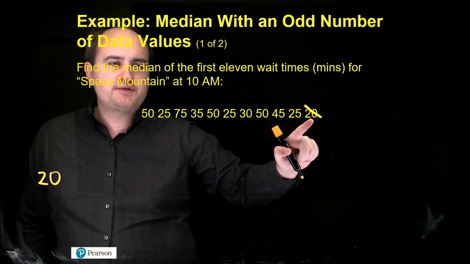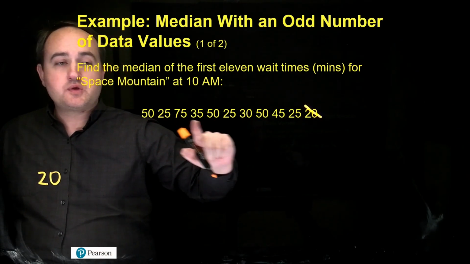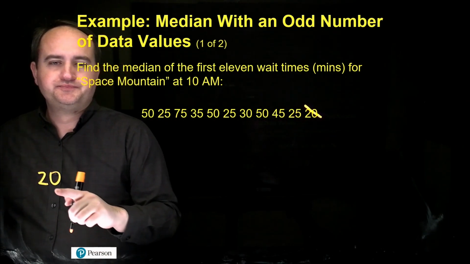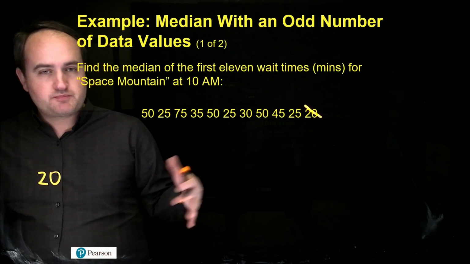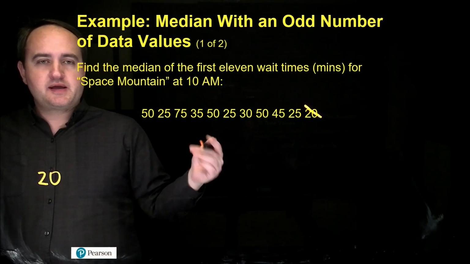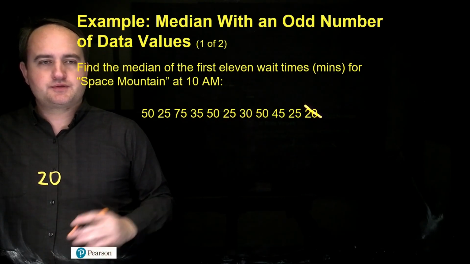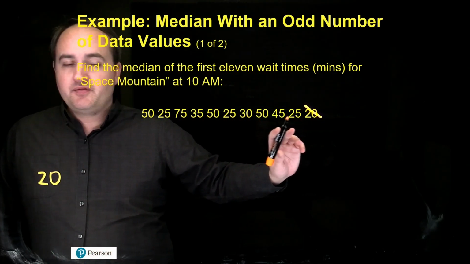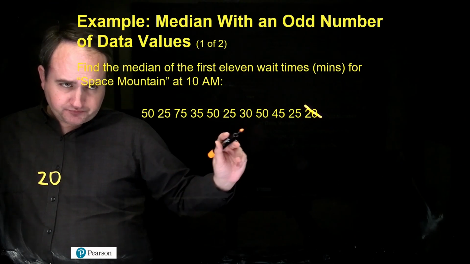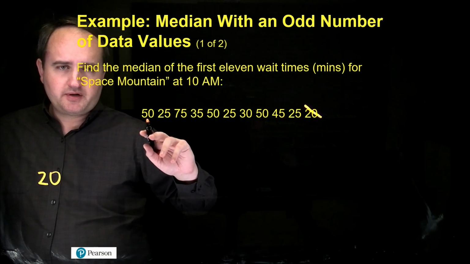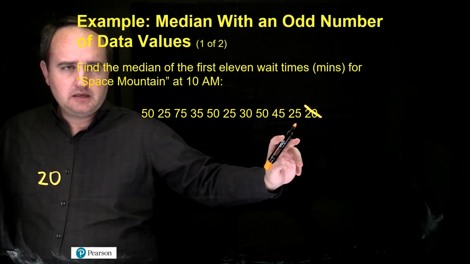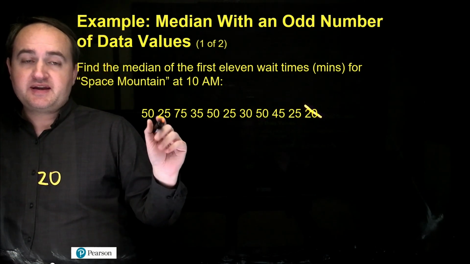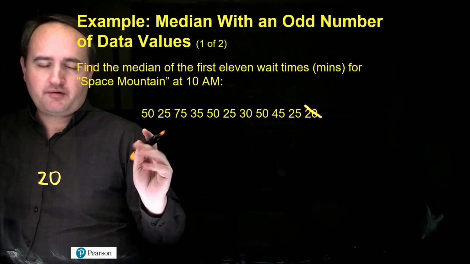So 20 is the smallest data value that I see, and there's only one 20, so I cross it out, and that's my first data value. And then I just continue this process over and over again until I've crossed out all the data values. So now I look through the ones that are left that I didn't cross out, and I look for the smallest number again. So here I see 25, 25, 25. So I need to count how many of them there are if they repeat like that.